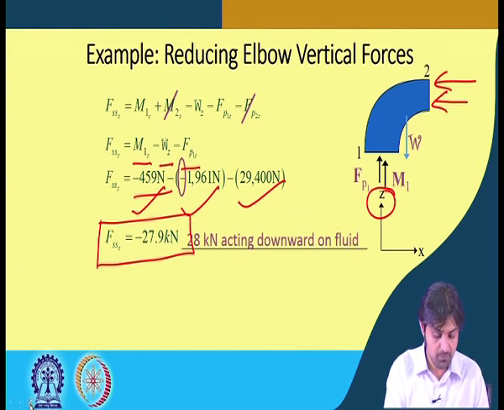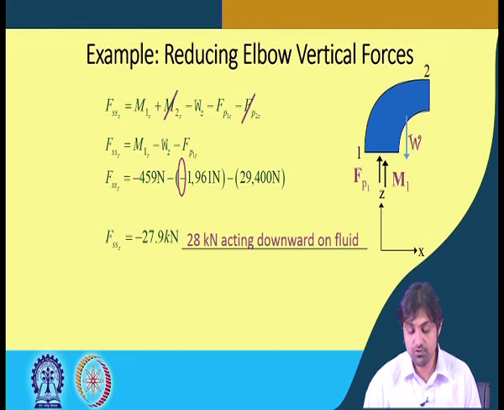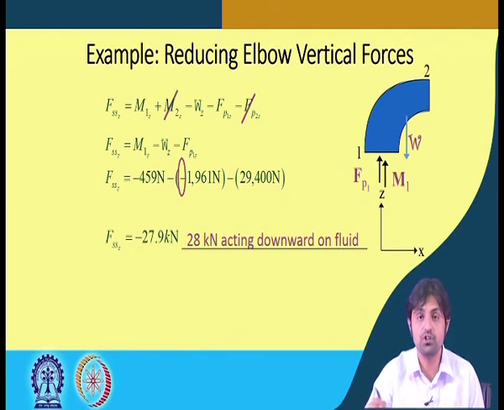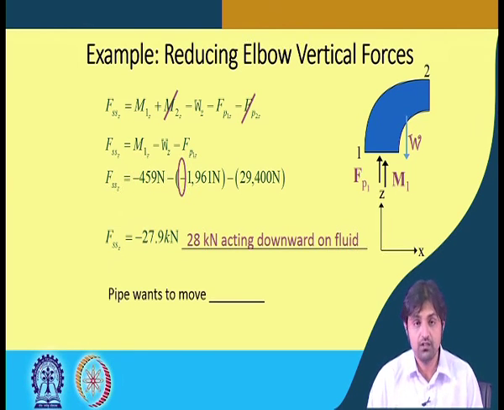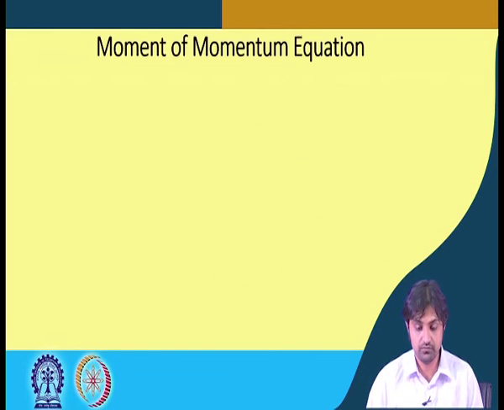So this means approximately 28 kilonewton force is acting downwards on the fluid because it is minus. Now the pipe actually wants to move up, right, that is why the net force is in the downward direction.